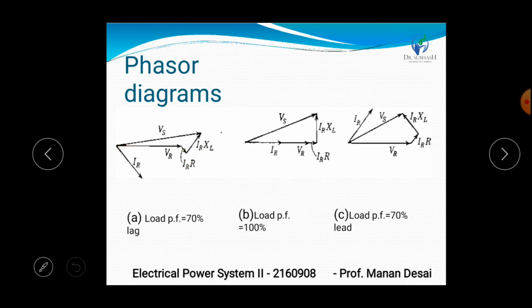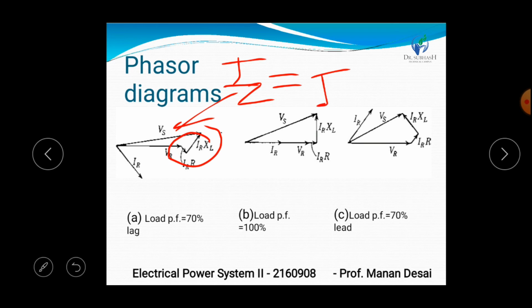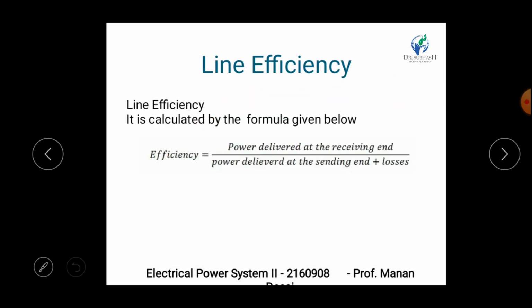The sending end voltage Vs is the sum of VR and IZ. And now what is IZ? IZ is equal to IR plus jIX. Okay.